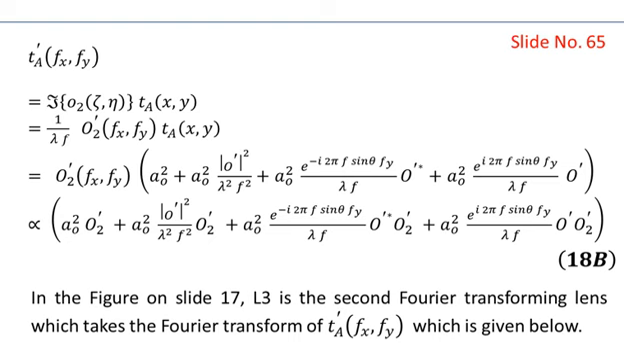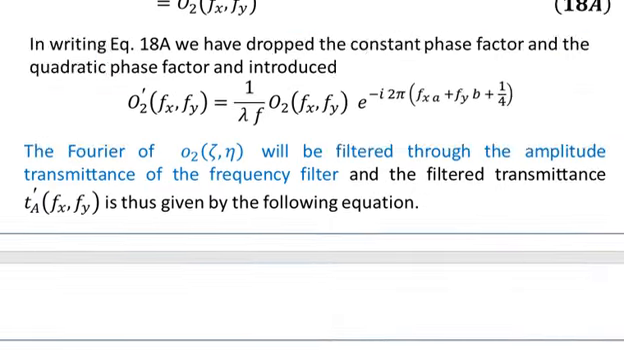So the filtered transmittance, which is Ta prime as a function of x and y, is equal to the Fourier transform of O2 which we have projected on the TA. What is the TA? TA is the amplitude transmittance of the Fourier transform hologram that we are using. So we are projecting this Fourier transform of O2 in the second step of equation number 18, multiplied by the TA, which is the amplitude transmittance of the frequency filter that we have placed, or the Fourier transform hologram, or the Vander Lugt hologram, or the Vander Lugt filter that we have placed in this setup.